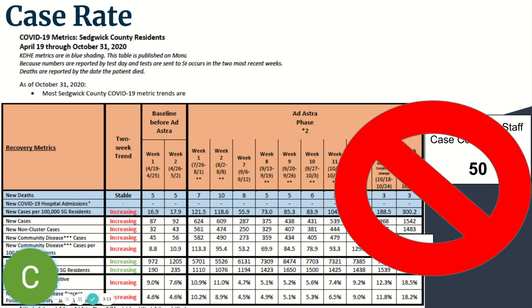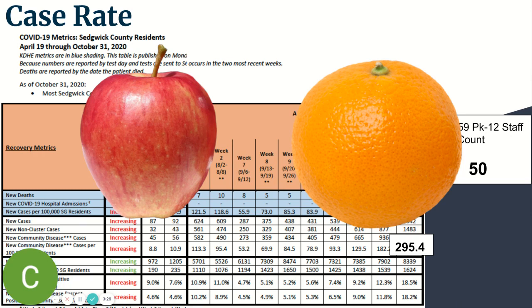You cannot compare a case count and a case rate. They're a different number. A case count is just a tally of how many people have had it. A case rate is a rate. It's per 100,000 people in this case. That's the standard. Okay? So that was apples and oranges. We can't do that. That's not fair.